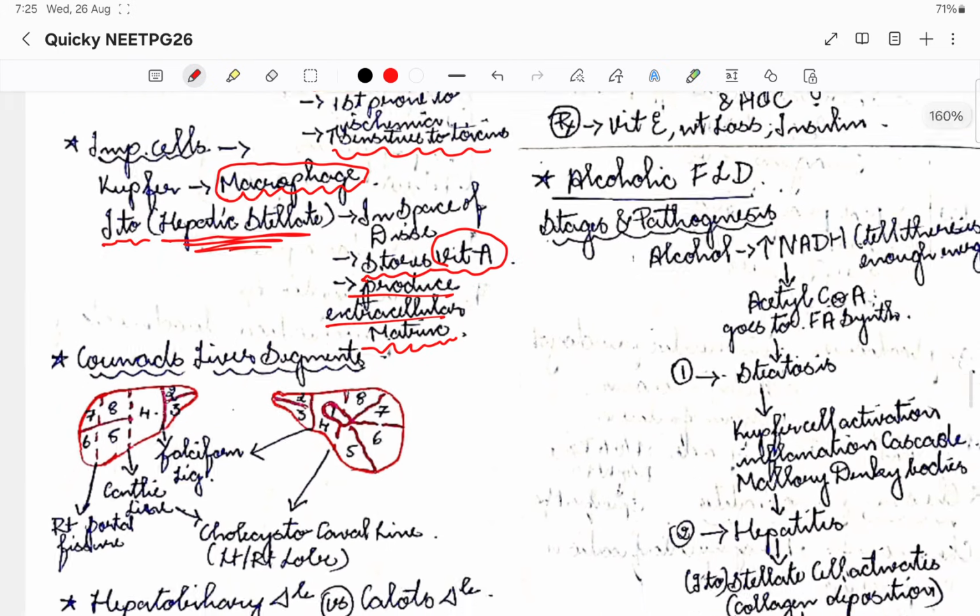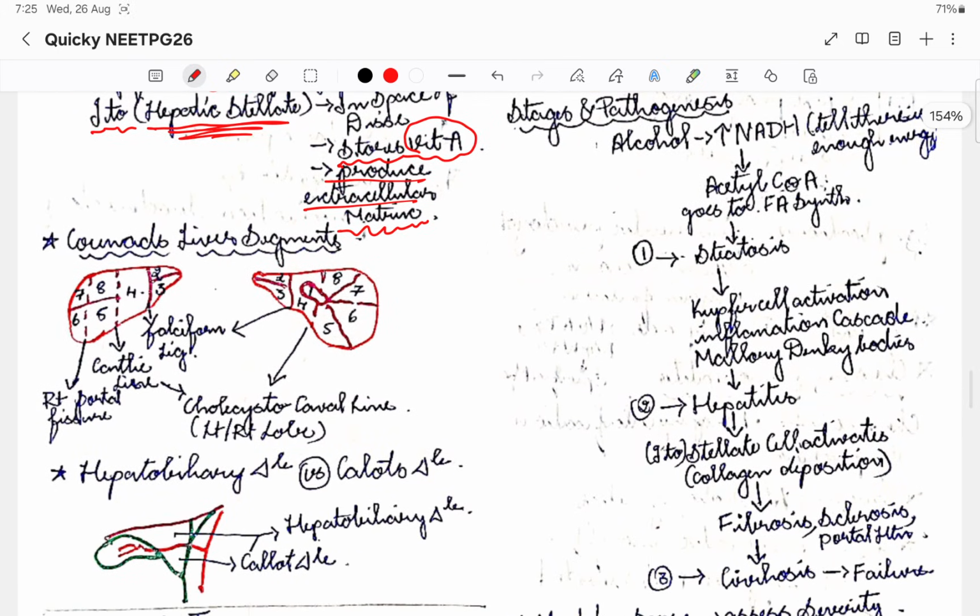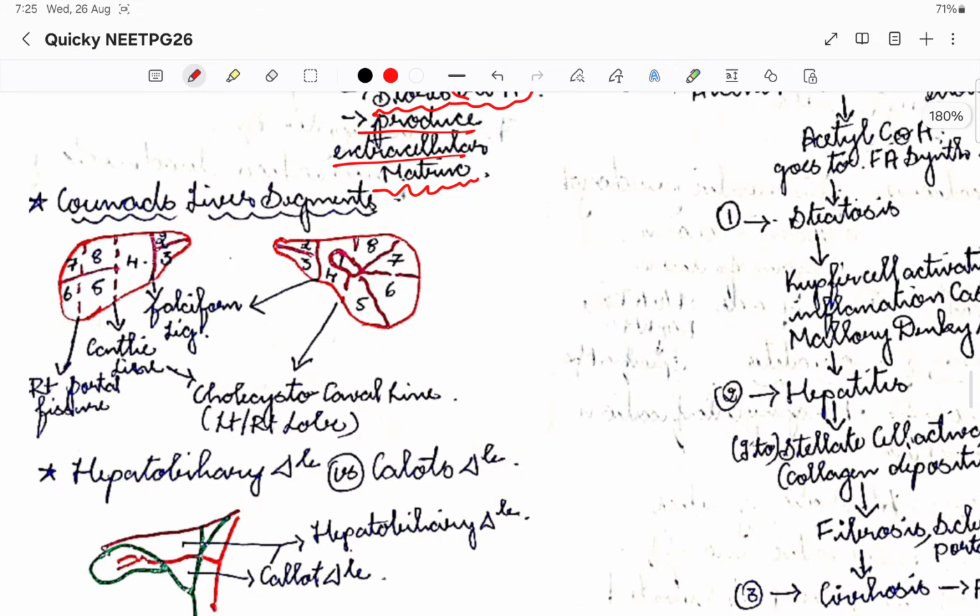Then coming to liver segments, this is how the liver segments are arranged. Please remember the falciform ligament, and it is the Cantlie line that divides the liver into right lobe and left lobe. It is also called the costocaval line.